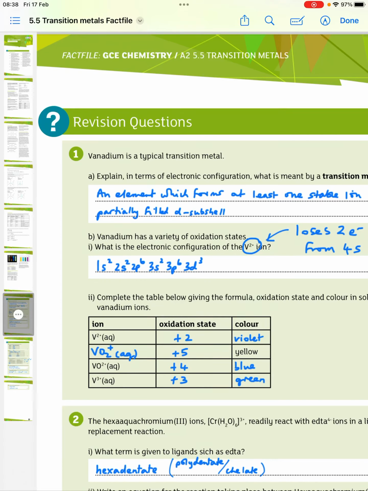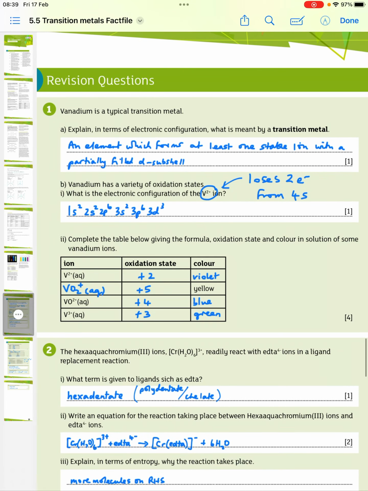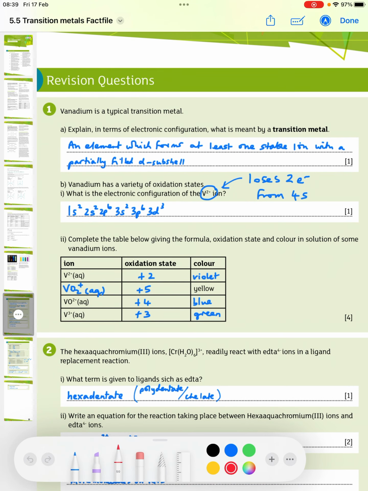Hi, these are the answers for the A2 Chemistry CCEA Fact File for topic 5.5 Transition Metals. So question 1.